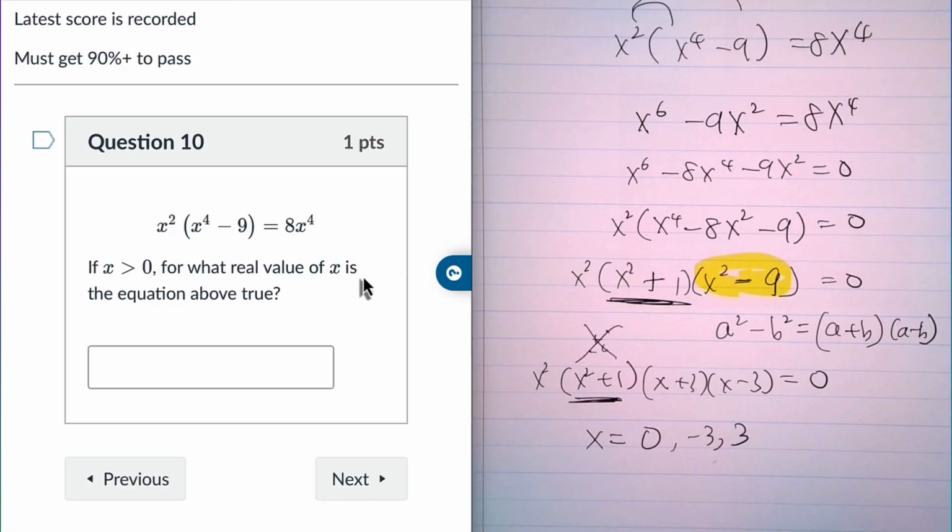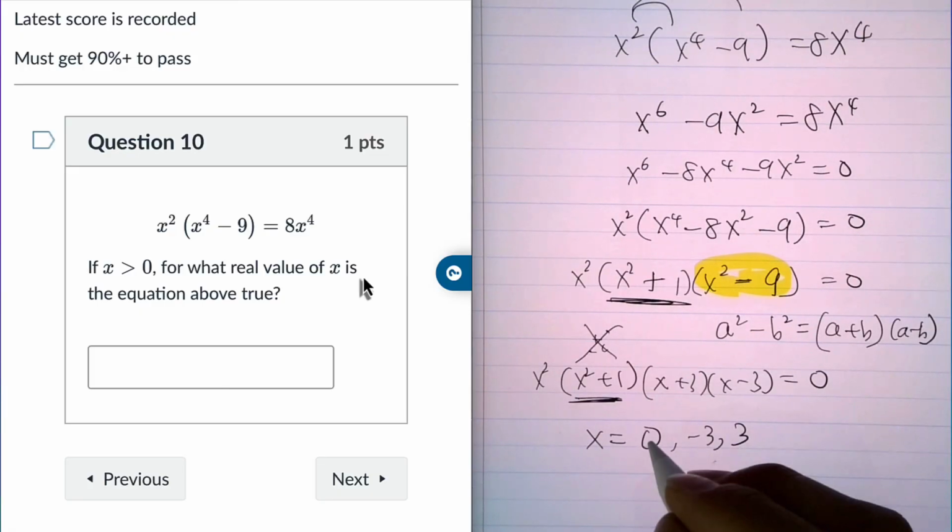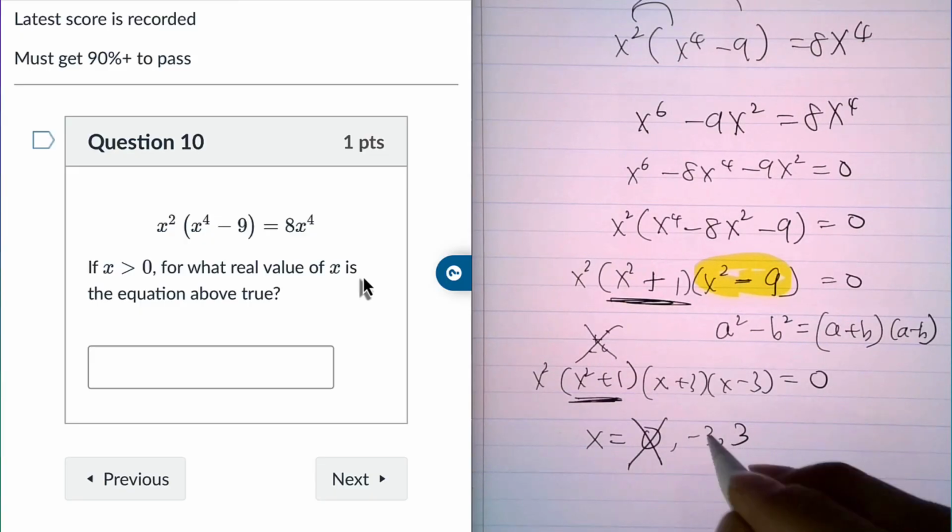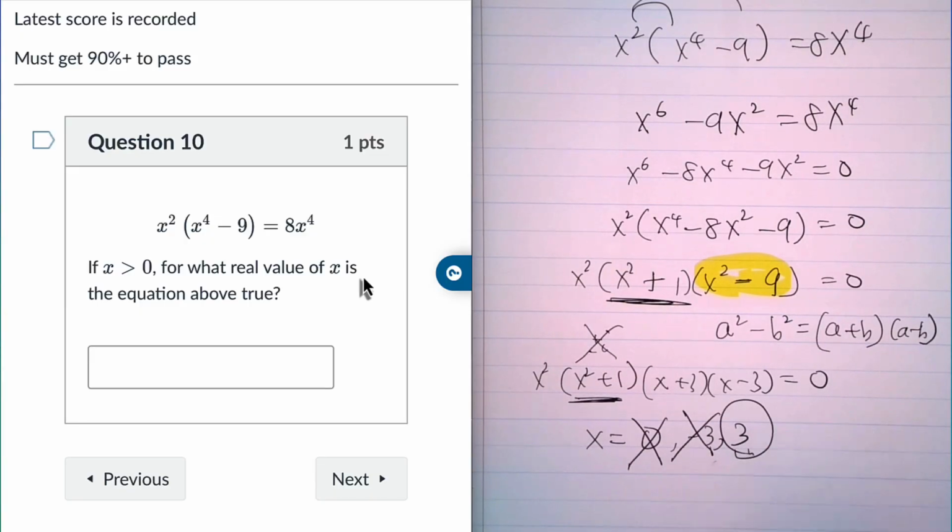So what's our answer here? It said x has to be greater than 0. 0 cannot be greater than 0, so that's out. Negative 3 is a negative number, so no. The only correct answer here is 3.